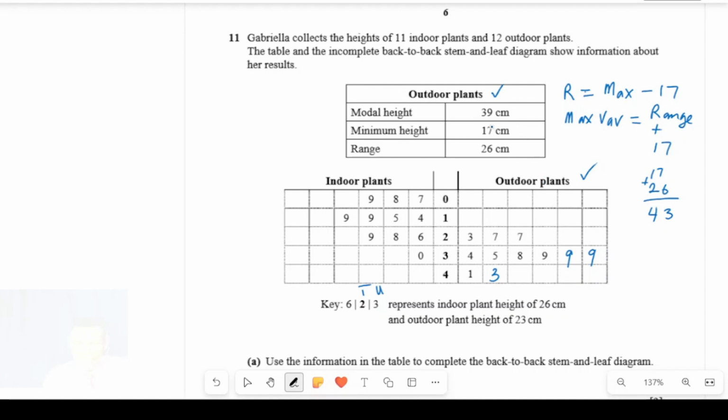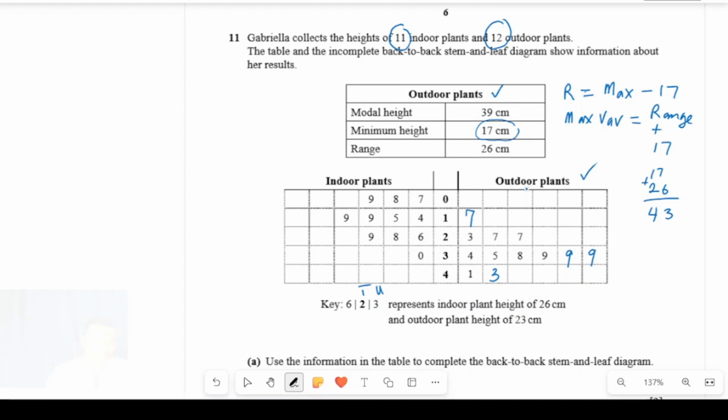And then from this value here, we are told that the minimum value is 17. So this is 23. 23 is the smallest value here. So we can create a minimum value, to give us 17. Then take note of the information given here. You have how many indoor plants? 11. How many outdoor plants we measure? 12. So let's count. 1, 2, 3, 4, 5, 6, 7, 8, 9, 10, 11, 12. So we have completed the outdoor plants.